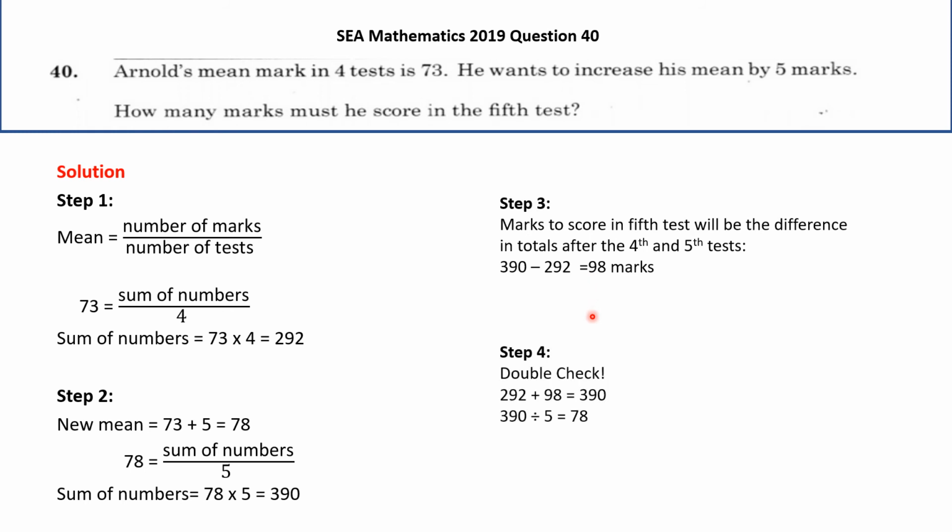Step 4, let's double check. So if after the 4th test the sum of numbers was 292, that means his total marks was 292. That means that if he did score 98 marks in the 5th test, when we divide by 5, we should get back 78. So 292 plus 98 will give us 390, and 390 divided by 5 is going to give us 78, which would be the same value as the new mean that they wanted. So that's how we will know that our answer is correct.